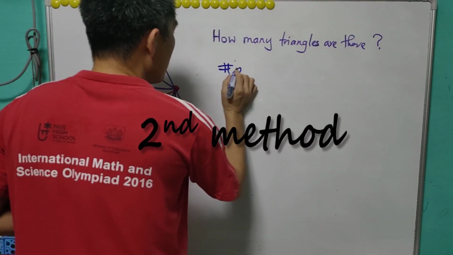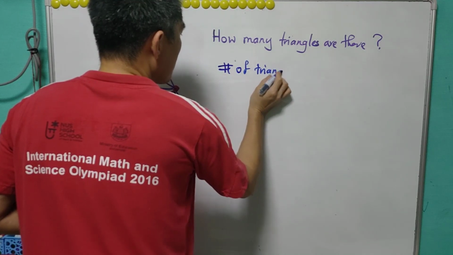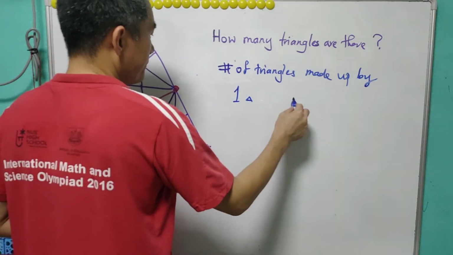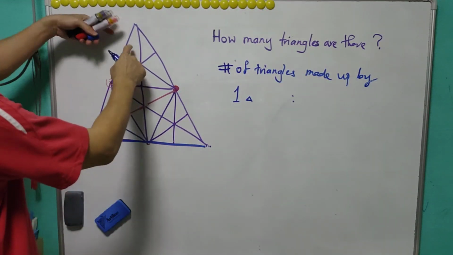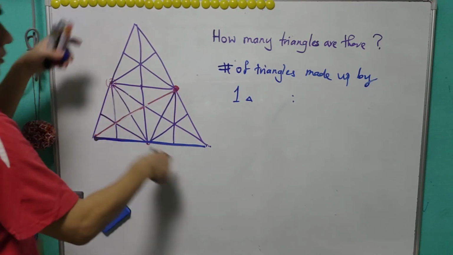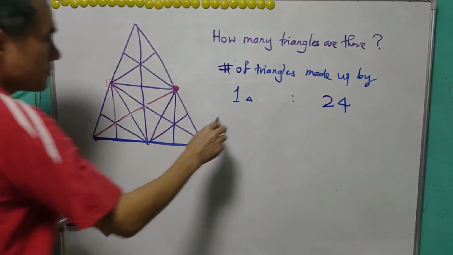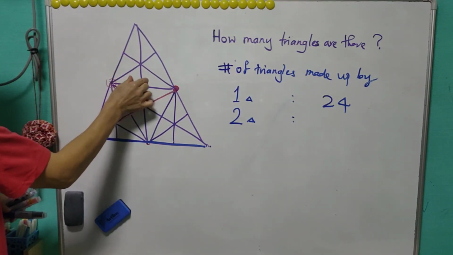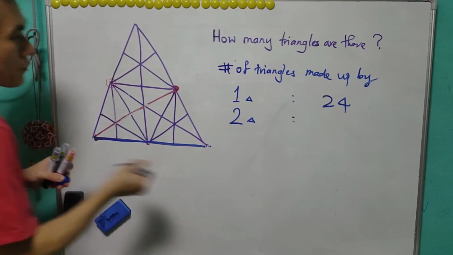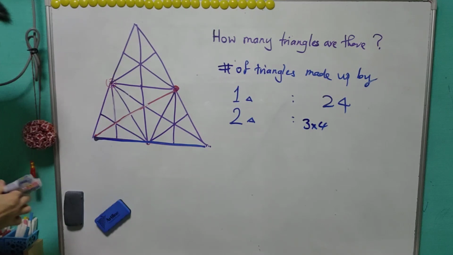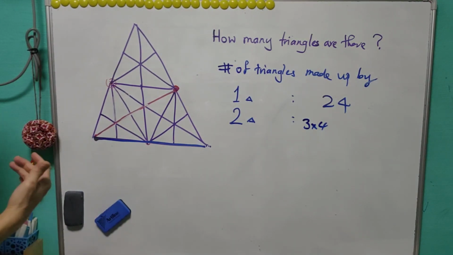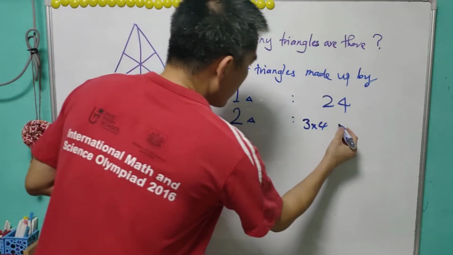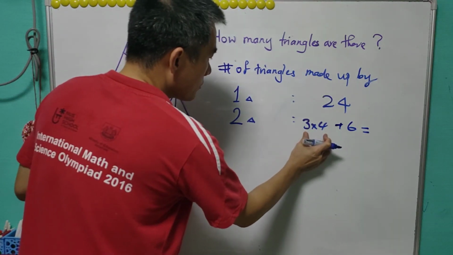So we will say that the number of triangles made up by one smallest triangle, for this, it will be 1, 2, 3, 4, 5, 6 times 4, that is 24 of them. If it's made up by 2 smallest triangles, then it will be 1, 2, 3, then times 4, 3 times 4. But don't forget, there are some overlapping, that is 1, 2, 3, 4, 5, 6. And that is 6. So the total will be 12 plus 6, that is 18.